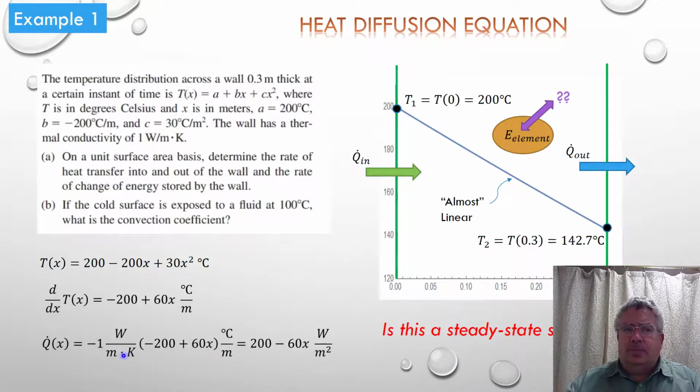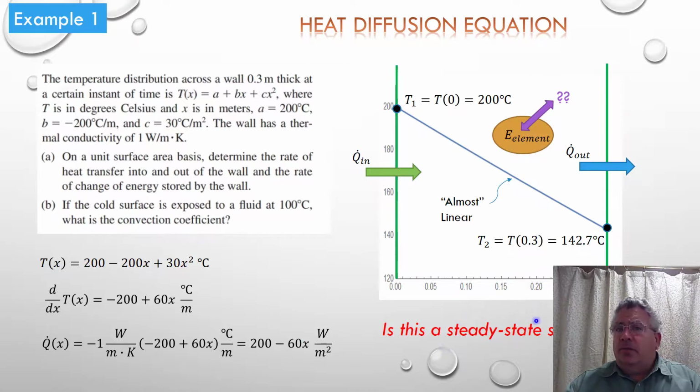So degrees C and degrees Kelvin are going to cancel out. I'm actually going to come back to that tomorrow in class. This can actually be a little bit confusing for you, why I can cancel these two out. So I have a little explanation that we'll do in class. And this will end up with watts per meter squared. So 200 minus 60x, watts per square meter.